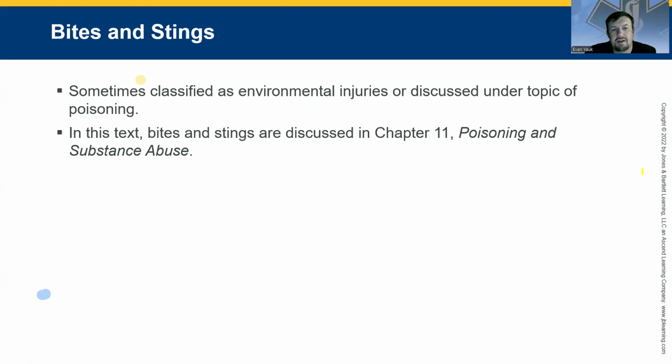Bites and stings are sometimes classified as environmental injuries or discussed under topics of poisoning, which we've already done. In this text, bites and stings are discussed in chapter 11, poisoning and substance abuse.